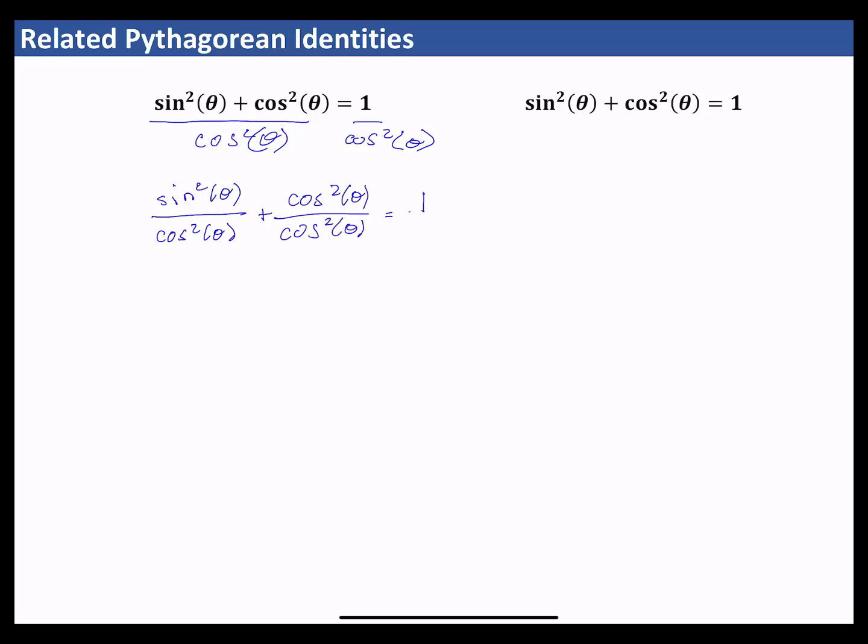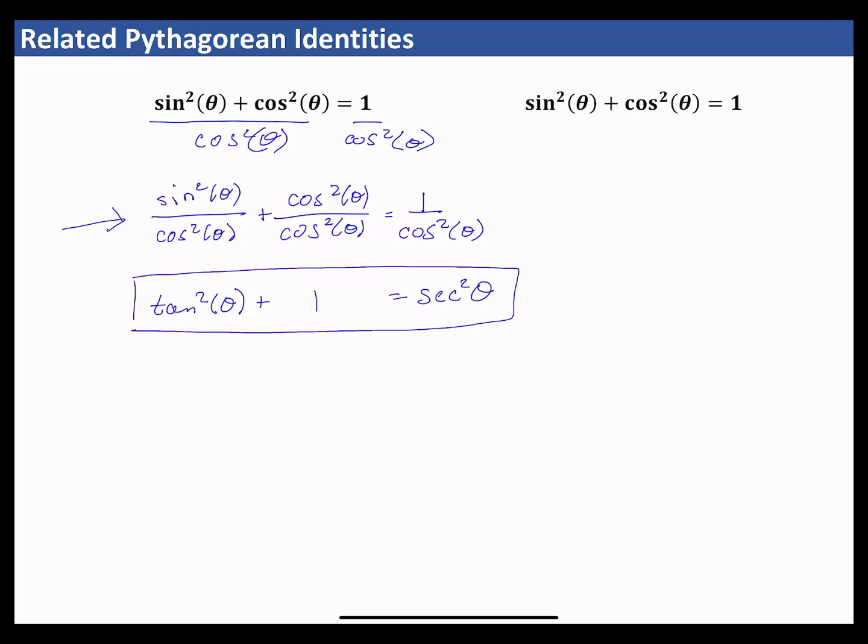We know that the tangent of theta is sine of theta divided by cosine of theta, and we know that the secant of theta is 1 divided by the cosine of theta. Using those facts, this equation actually simplifies to tangent squared of theta plus 1 equals secant squared of theta. And just as we did with the fundamental trigonometric identity, we could rearrange this identity and view it as 1 equals secant squared of theta minus tangent squared of theta, or tangent squared of theta equals secant squared of theta minus 1.